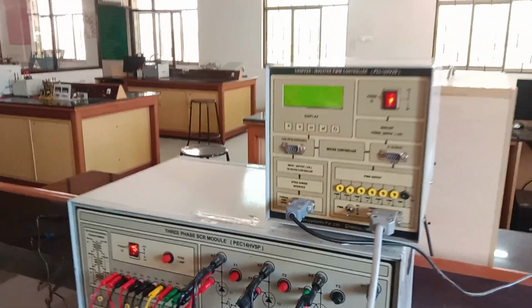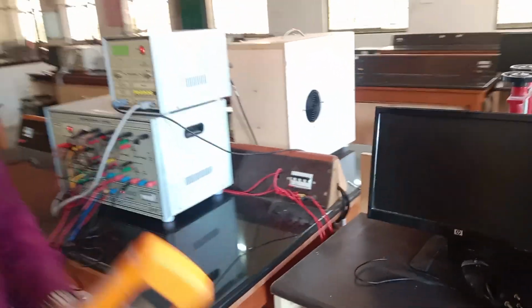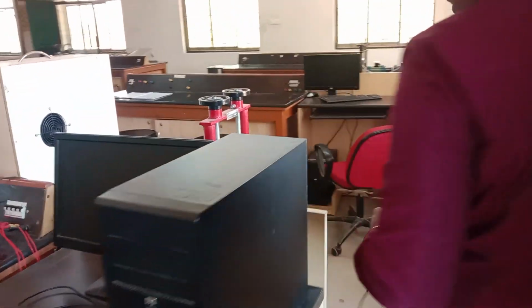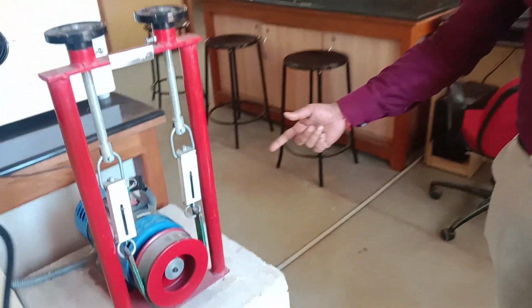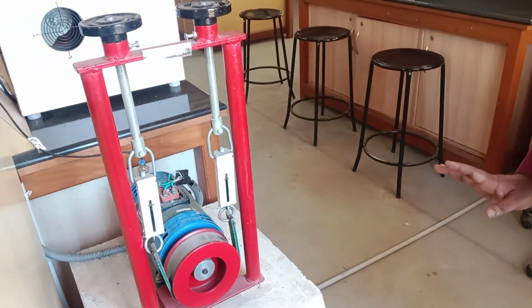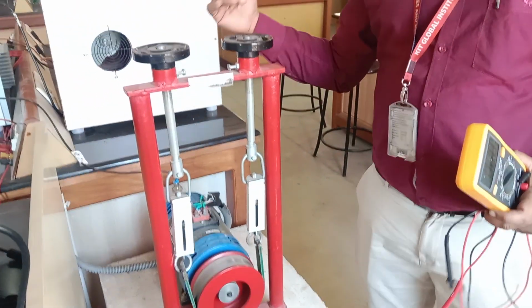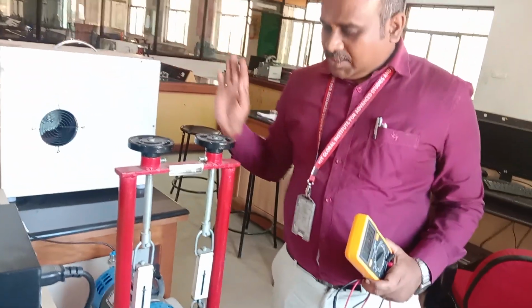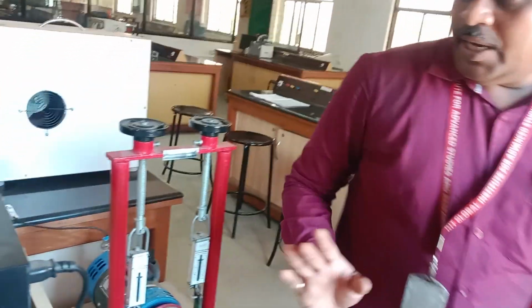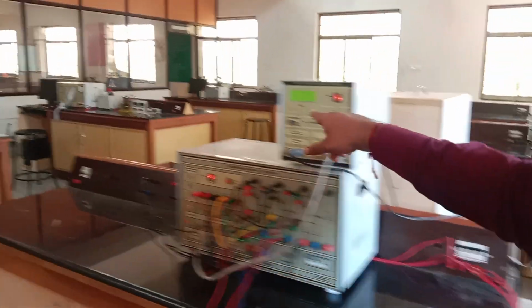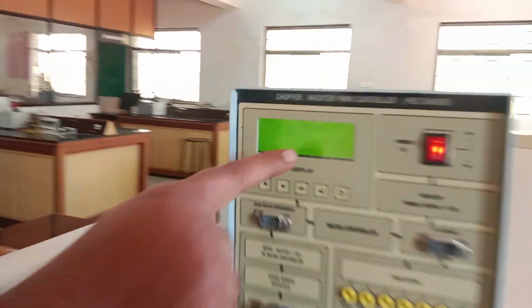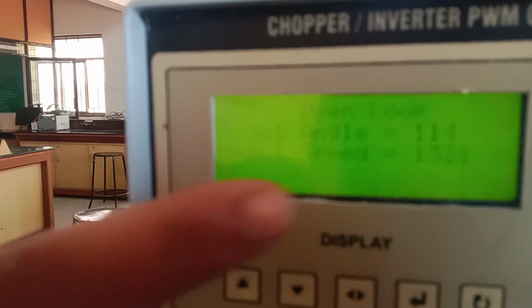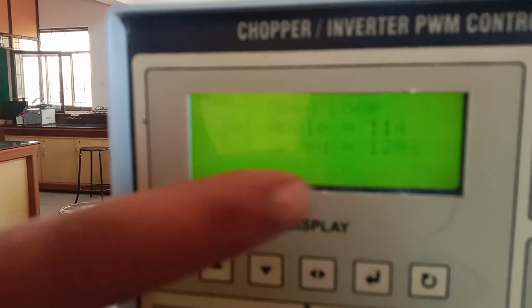Now you check, the motor is running. Now you check the motor running condition. Usually the speed is not fed back to the controller. Now the speed sensor is fed back to this controller. Now we check the angle here. The set angle is 114. The actual speed is varying because the voltage is also varying.